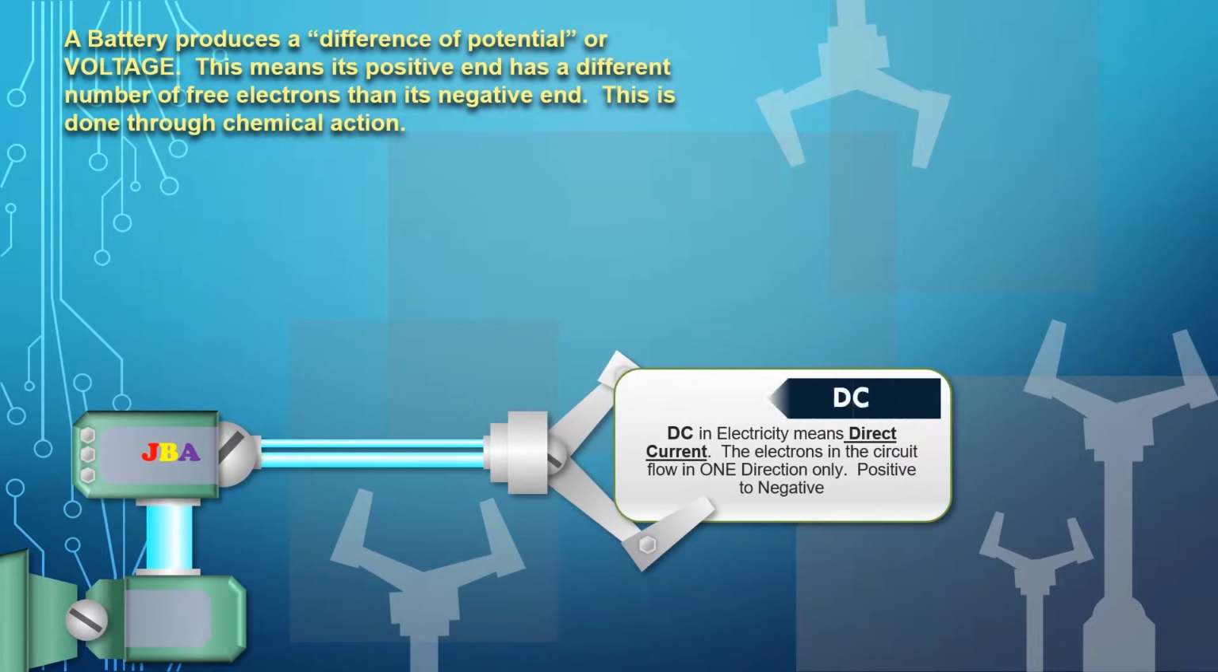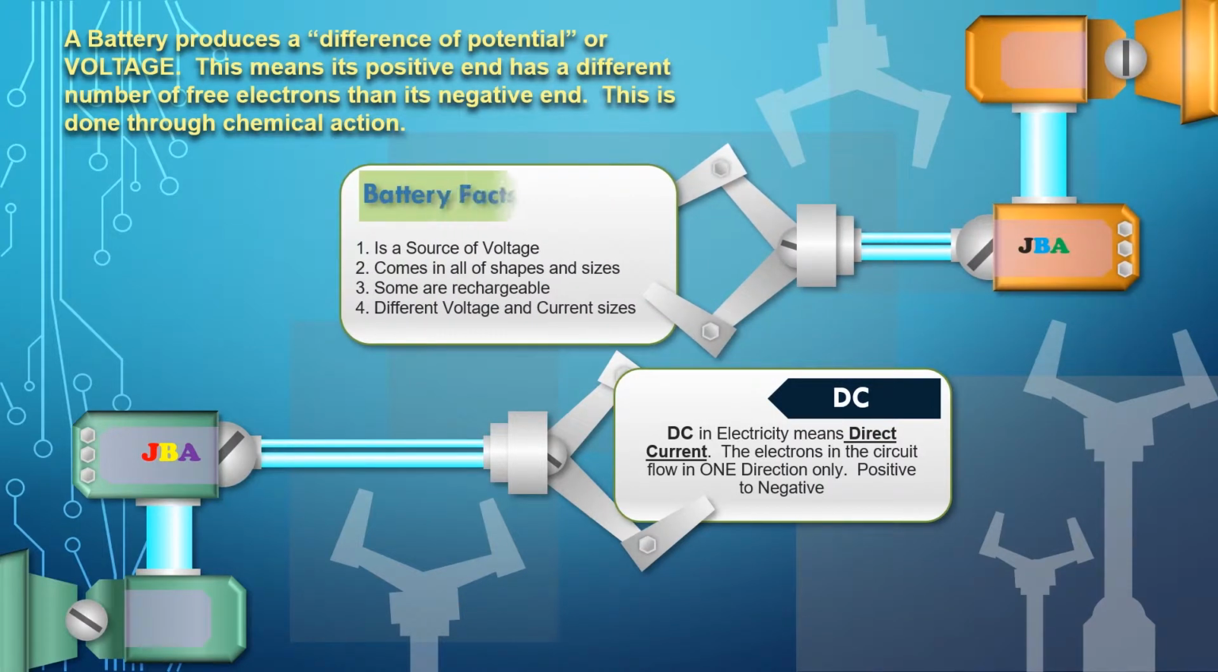DC, when talking about electricity, means direct current. The electrons in the circuit flow in one direction only, positive to negative. Some facts on batteries are: a battery is a good source of voltage. Batteries come in all shapes, sizes, and types. Some are rechargeable, and they are made in all kinds of voltages and current capacities.